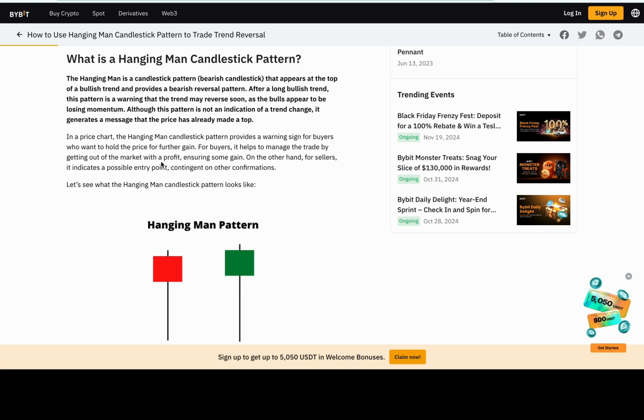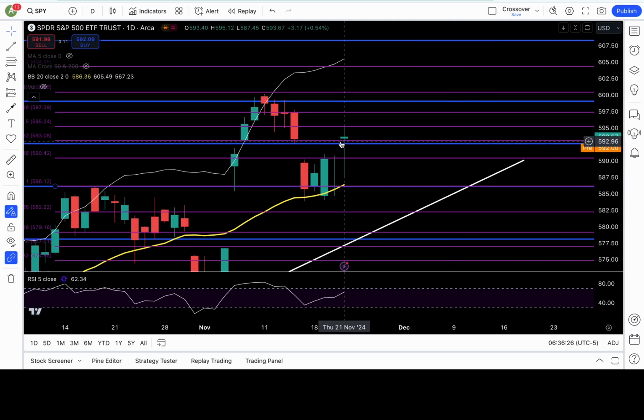That's why it's so important to know the bull case and the bear case, right? Because even if it goes against you, you'll know at least to take some profits so you can ensure some gains. On the other hand, for sellers, it indicates a possible entry point, contingent on other confirmation. That's the part I love about that: contingent on other confirmation. So just because we see a potential hanging man candle on SPY's daily chart or triple Q's daily chart, it doesn't mean you want to just jump right in. You've got to combine it with other things, other indicators, right?